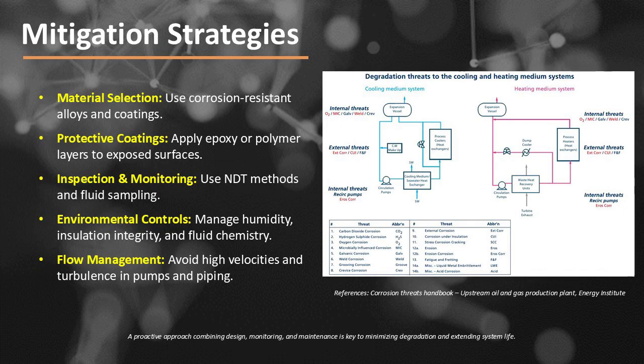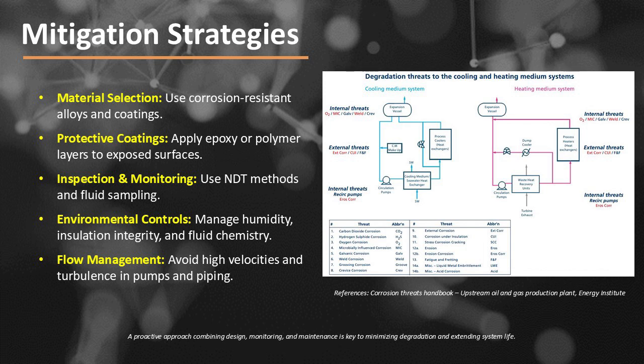Mitigation strategies: a proactive approach combining design, monitoring, and maintenance is key to minimizing degradation and extending system life. Here are the mitigation strategies to follow. Number 1 is material selection: use corrosion-resistant alloys and coatings. Number 2 is protective coatings: apply epoxy or polymer layers to exposed surfaces.